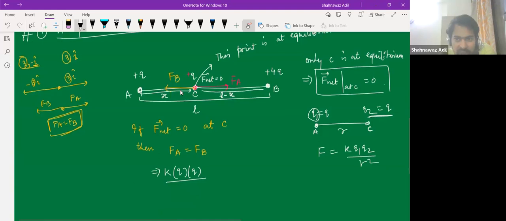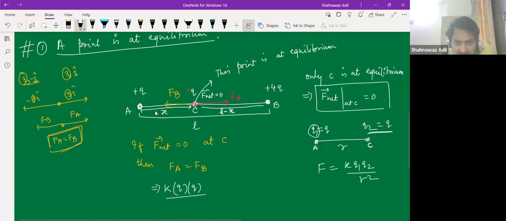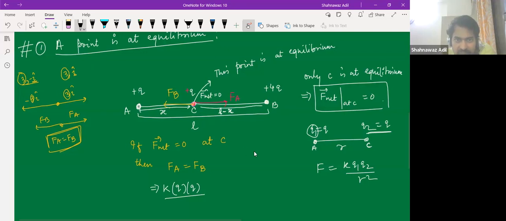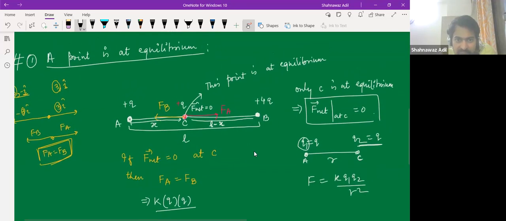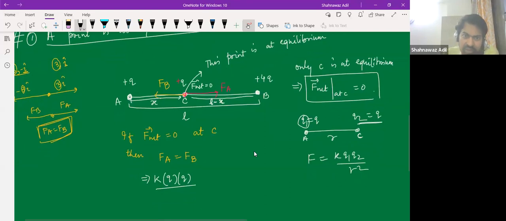So what we are doing, we are placing this charge at some x distance and we are calculating Fa and Fb, and that should be equal so that this is at equilibrium. So that is what we are doing. Okay, so separation is how much? Between A and C, from here to here. What is the separation? X. X square, right? So similarly, you tell me, Arsalan, between C and B, what is the Coulomb force?